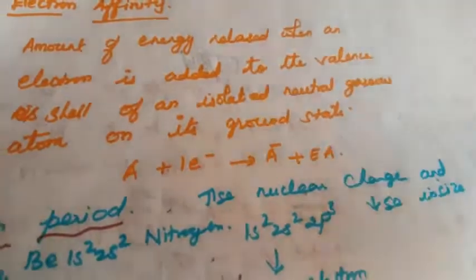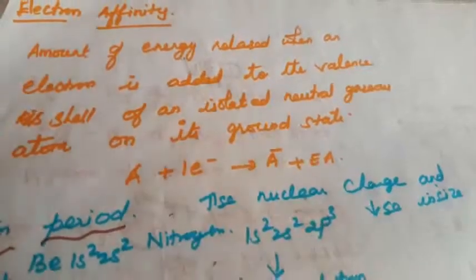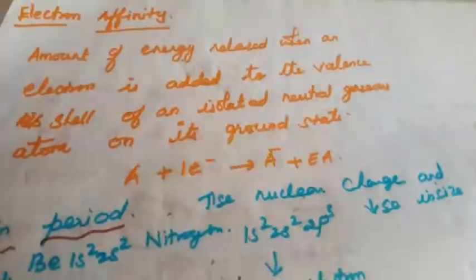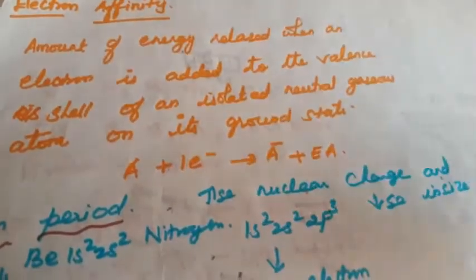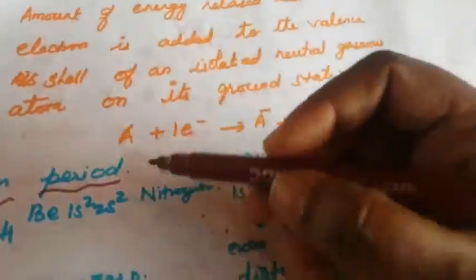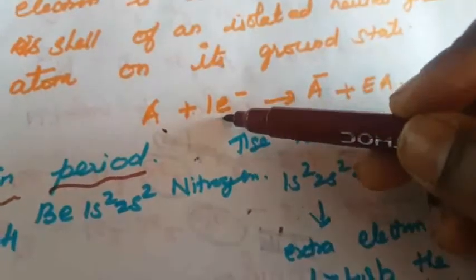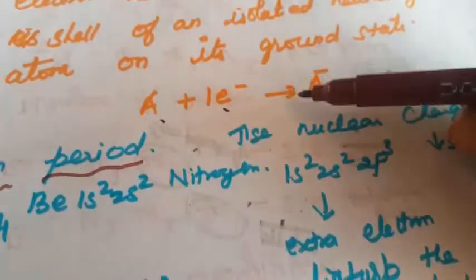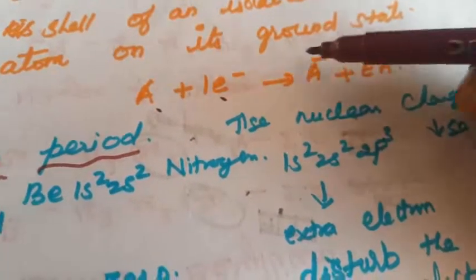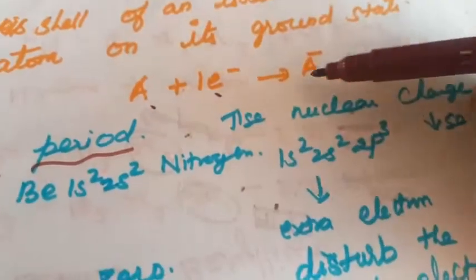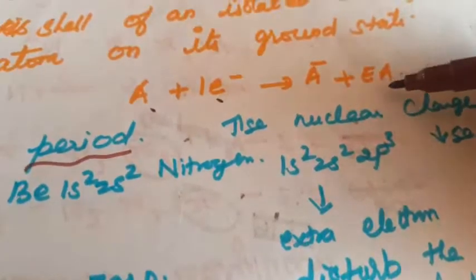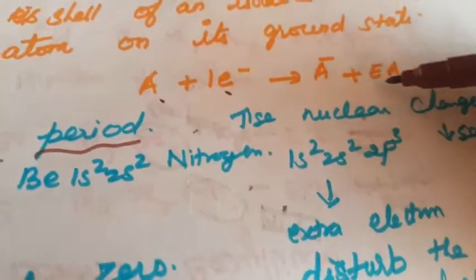The amount of energy released when an electron is added to the valence shell, that is called electron affinity, in an isolated neutral gaseous atom. For example, listen, this is an atom; it gains one electron and becomes a negative ion, A minus. That is reduction. Here, the amount of energy released is the electron affinity.